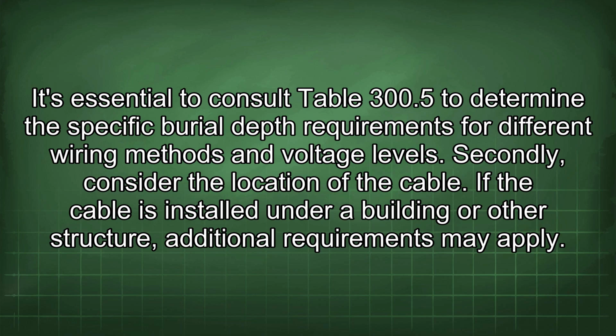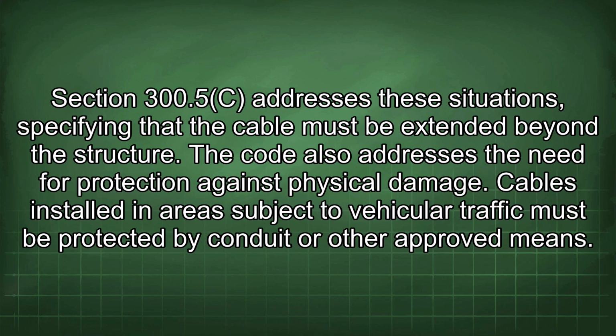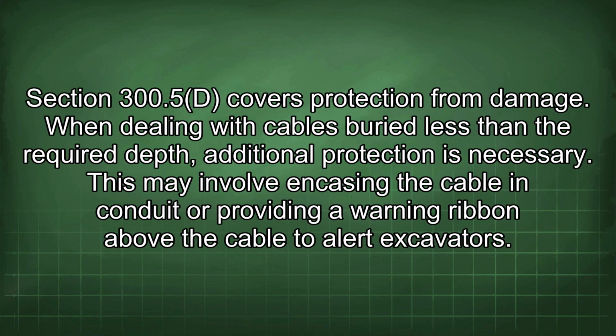If the cable is installed under a building or other structure, additional requirements may apply. Section 300.5(C) addresses these situations, specifying that the cable must be extended beyond the structure. The code also addresses the need for protection against physical damage. Cables installed in areas subject to vehicular traffic must be protected by conduit or other approved means. Section 300.5(D) covers protection from damage. When dealing with cables buried less than the required depth, additional protection is necessary. This may involve encasing the cable in conduit or providing a warning ribbon above the cable to alert excavators.